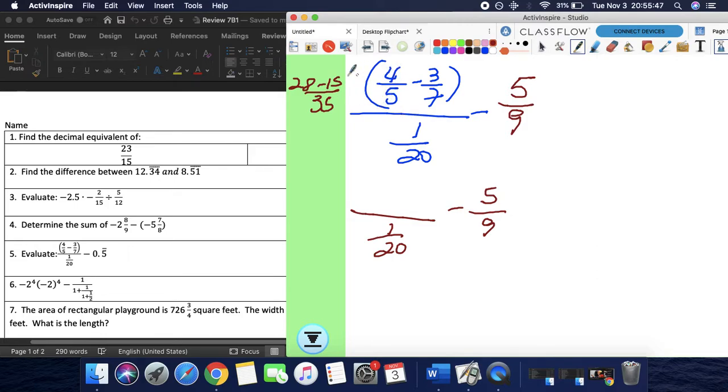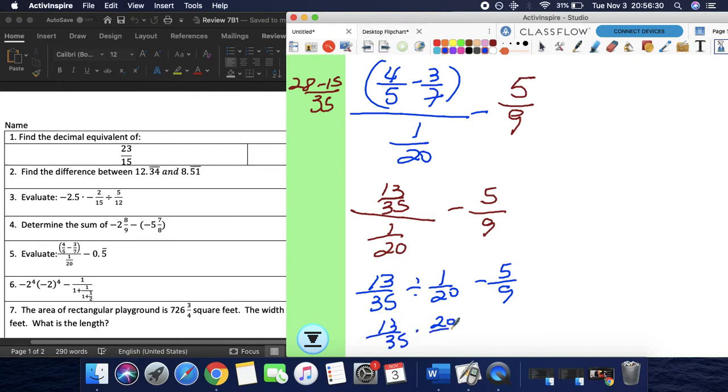So I'm going to change one fraction to 28 over 35, and the other fraction to 15 over 35. Subtract those two. I get 13 over 35, since 28 minus 15 is 13. Now, this is a fraction on top of a fraction, so you can write it as 13 over 35 divided by 1 over 20, minus 5 over 9. You can change the division and rewrite it as multiplication: 13 over 35 times 20 over 1, minus 5 ninths.